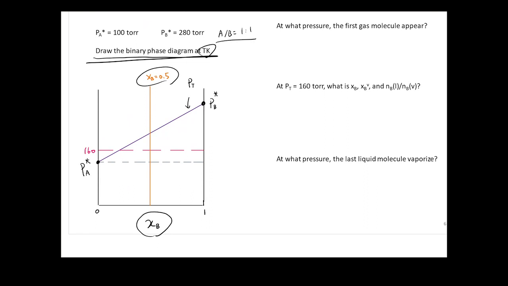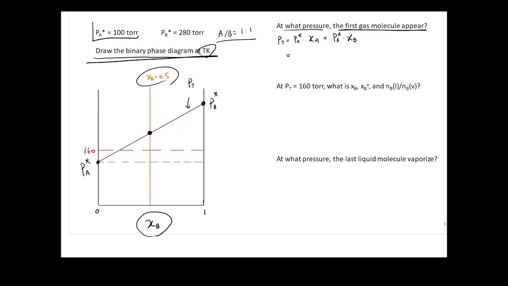The second question is, at what pressure is the first gas molecule going to appear? We know the first gas molecule will appear at this point. Right, that means you want to calculate the P total at that specific point. And then from Raoult's law, we know the P total will simply equal your PA star times mole fraction of A plus your PB star times mole fraction of B.